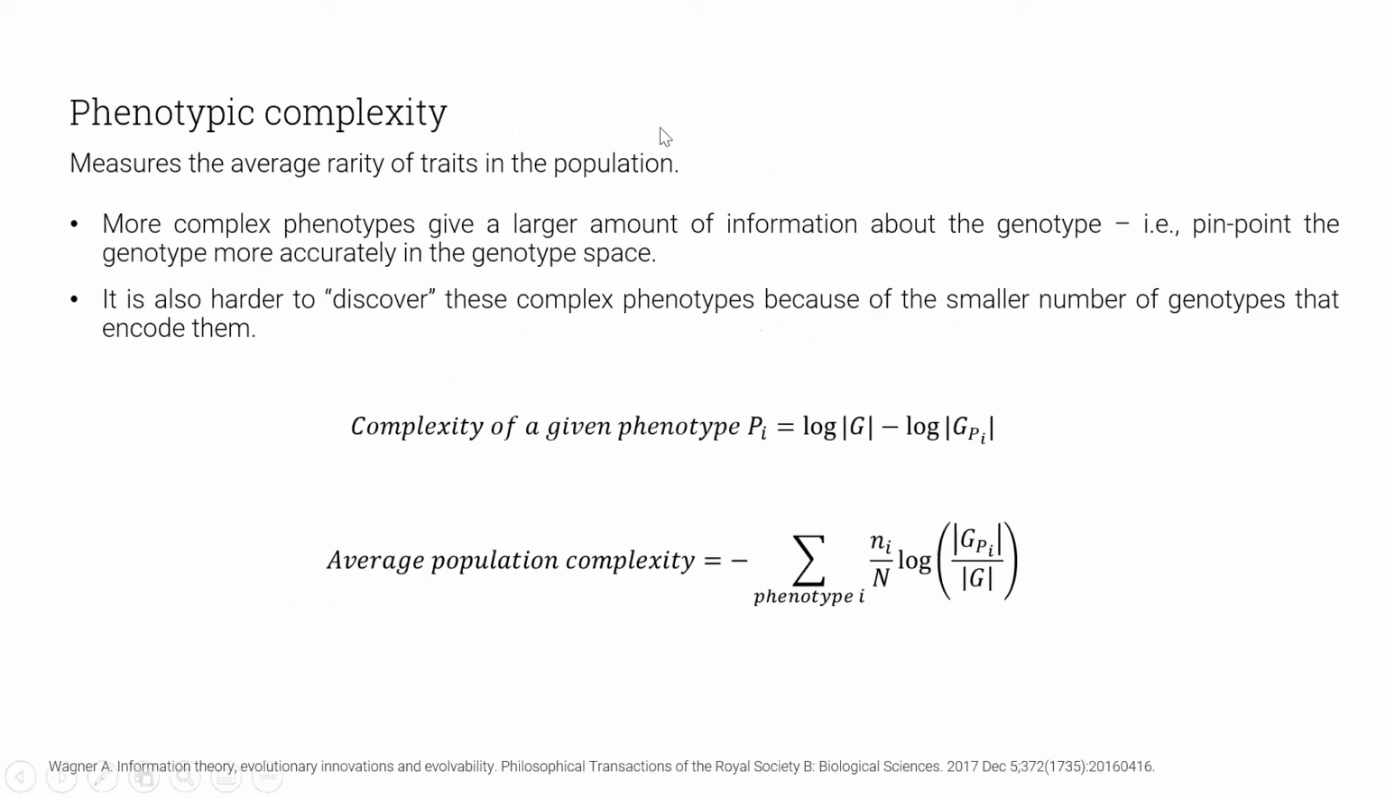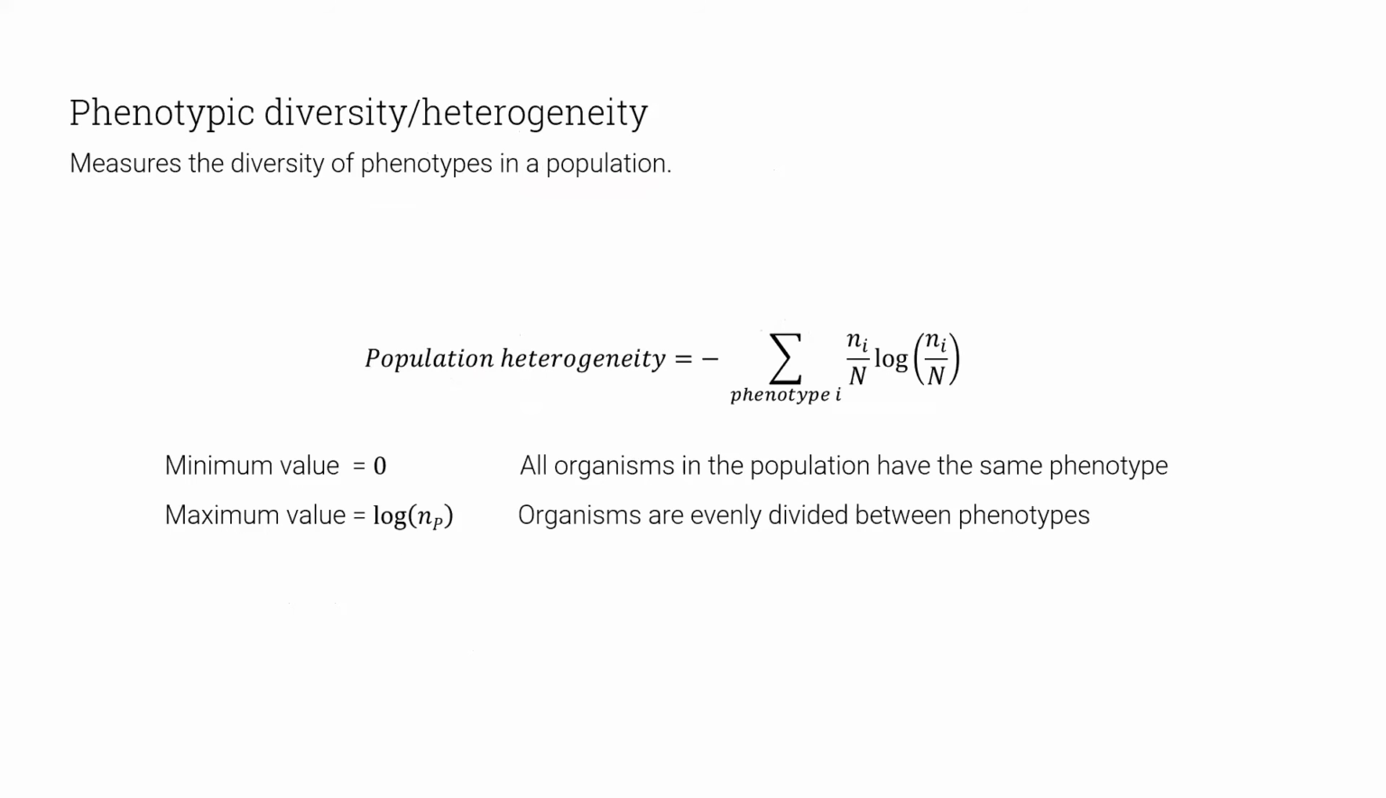It is just the log of the number of genotypes in the genotype space minus log of the genotype space under a particular phenotype. And to calculate the average population complexity, we just average it over all the organisms in the population. The phenotypic diversity or heterogeneity is just the Shannon entropy of the population distribution of the organisms in the population.